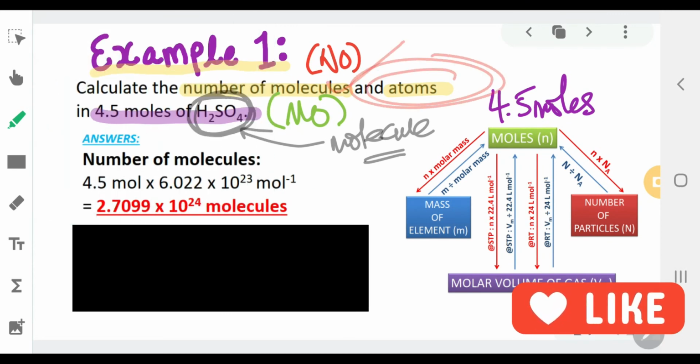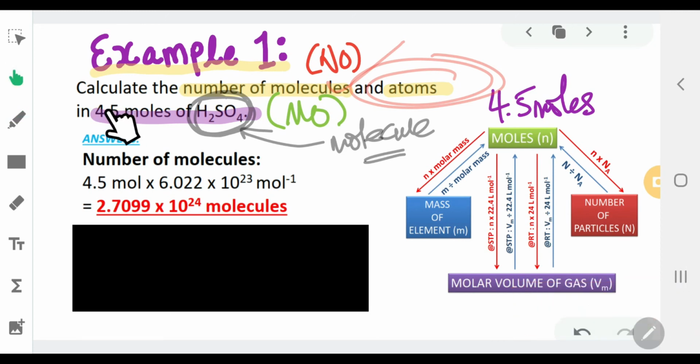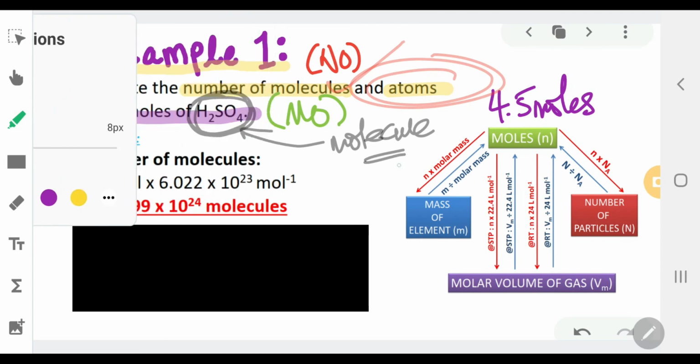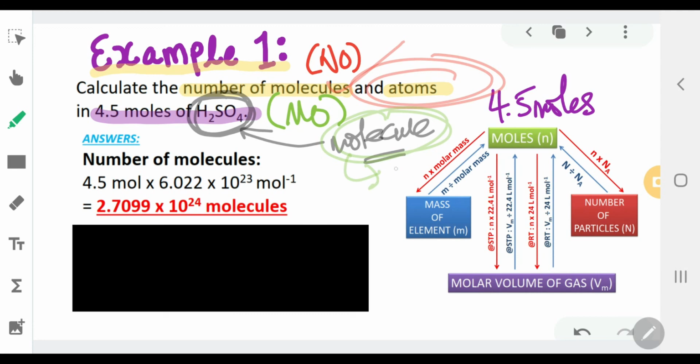Now we need to look at how many atoms inside 4.5 moles. Now, you do know that in one molecule of H2SO4, we have how many atoms? We have 2 H atoms, we have 1 S atom, and we have 4 O atoms. So 2 plus 1 plus 4. 4, 5, 6, 7. So in this one molecule over here, we have 7 atoms.